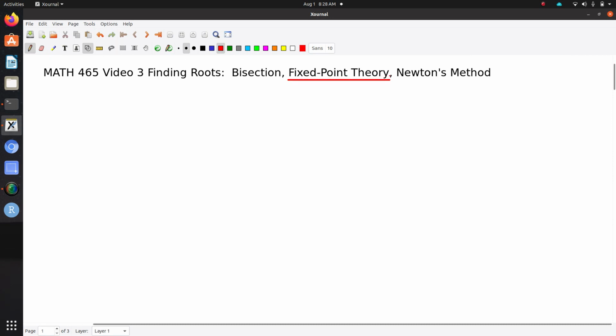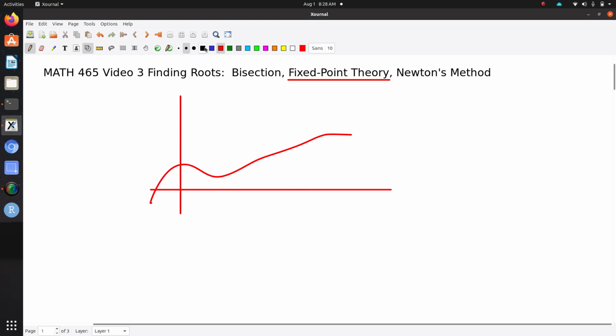Here we go. We are going to look for what's called a fixed point. So if you have a function like this, and you have a line y equals x, a fixed point is where the function crosses the line y equals x. So this is your function, this is y equals x, and this is your function f of x.